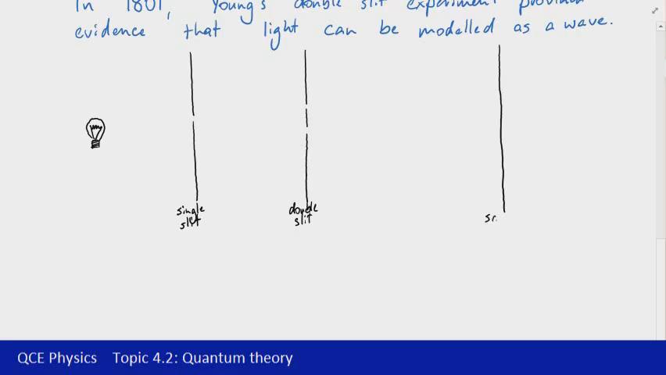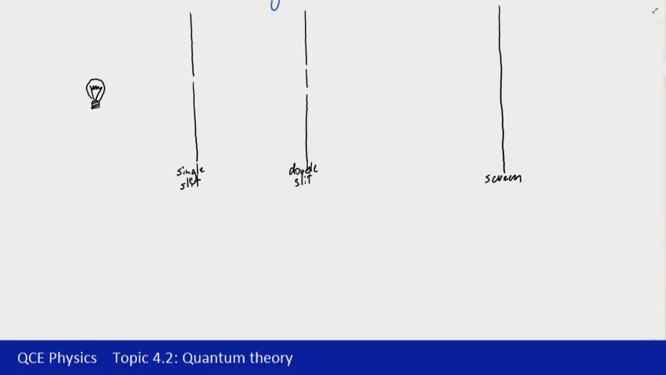So that's the setup. The first slit was basically to make sure that light was being produced in a fairly narrow beam. That was then illuminating the double slits, and then the screen was positioned there to observe what could be seen. Now, if we think about the particle model prediction, we'll start with that first.